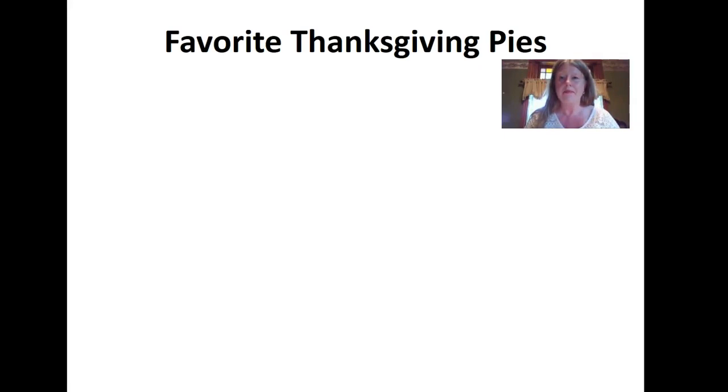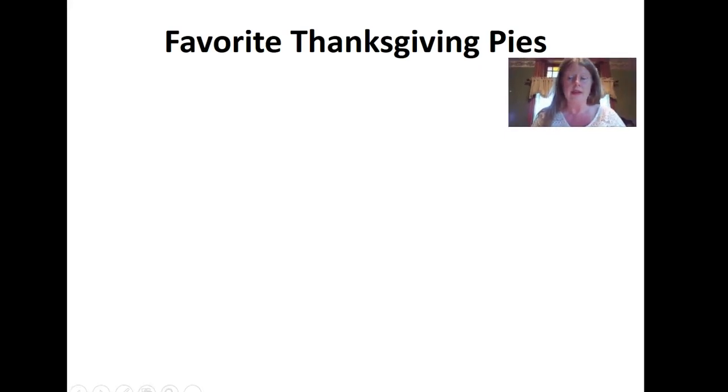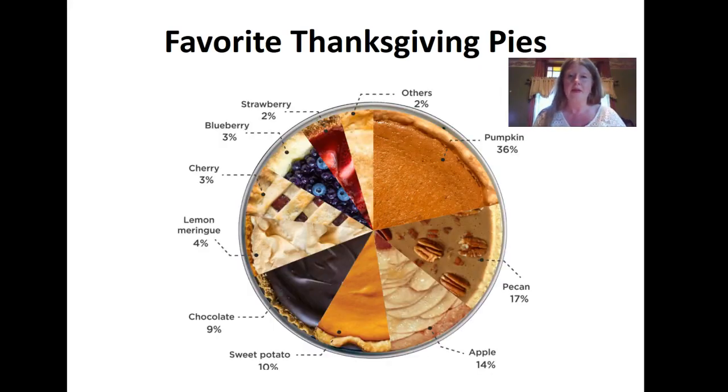So some researchers were interested in this. They asked people what their favorite Thanksgiving pies were, and they came up with a claim about what the most favorite Thanksgiving pie is. Okay, so here is, appropriately, a pie chart with some pies.